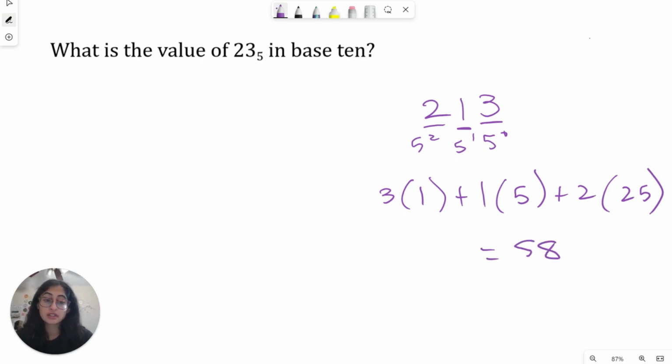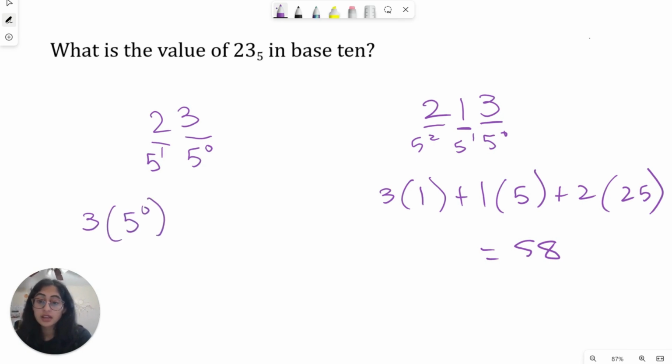Now, using this, let's answer this question. So 23 in base 5, well, this right here is going to be our 5 to the 0th place. This is going to be our 5 to the 1st place. So what this is telling us is we have 3 in our 5 to the 0th place. So 3 times 5 to the 0th, or 3 1's. Now we have 2 in our 5 to the 1st place. We have 2 times 5 to the 1st, or 2 5's.